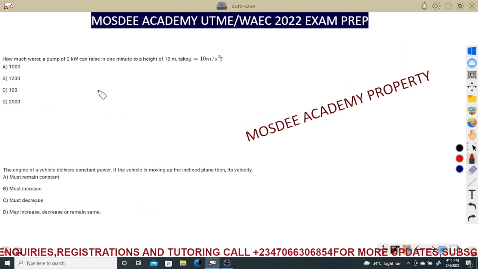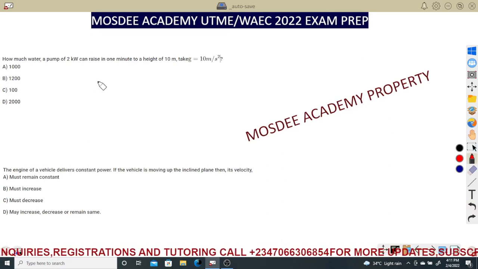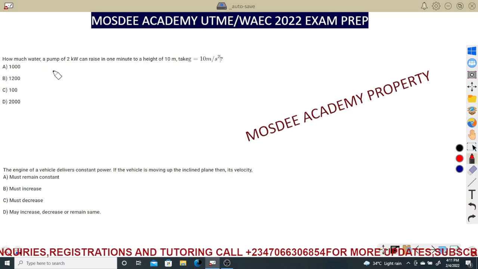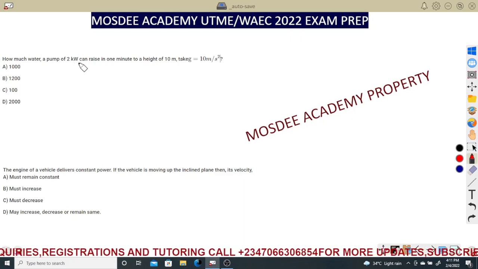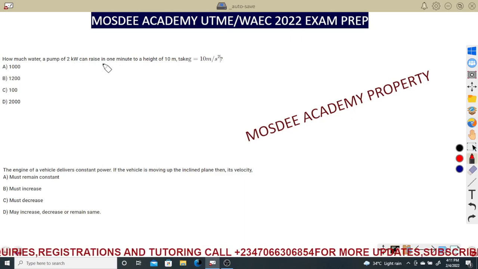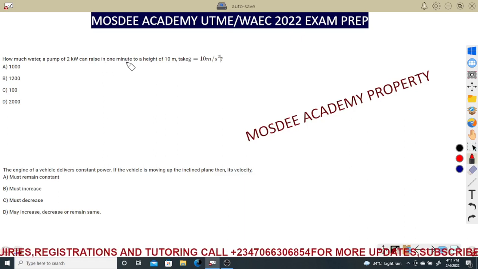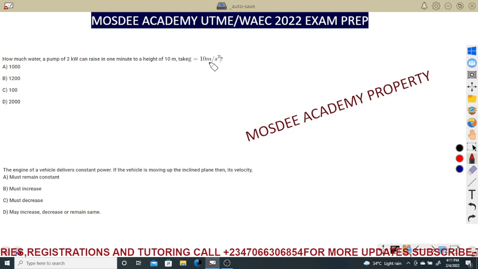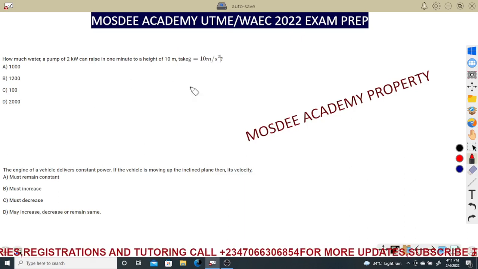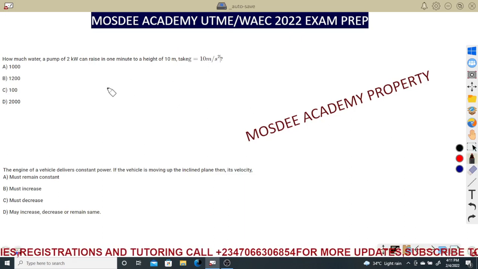Next question, I think it's now a question on power. How much water, that means the mass of water, can a pump of 2 kW, which means kilowatts, raise in 1 minute to a height of 10 meters. Take g to be 10 meters per second squared. So we want to know the amount of water, 2 kilowatts.